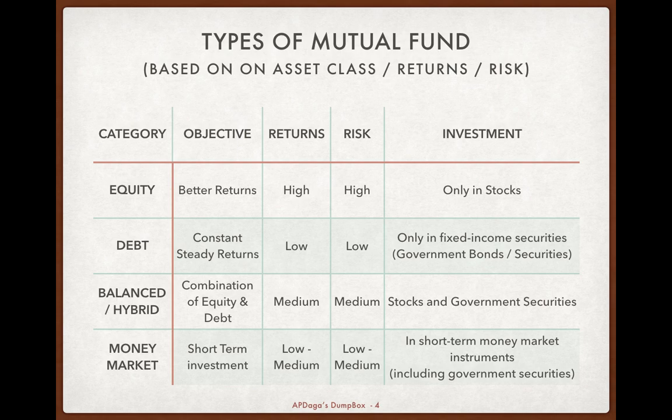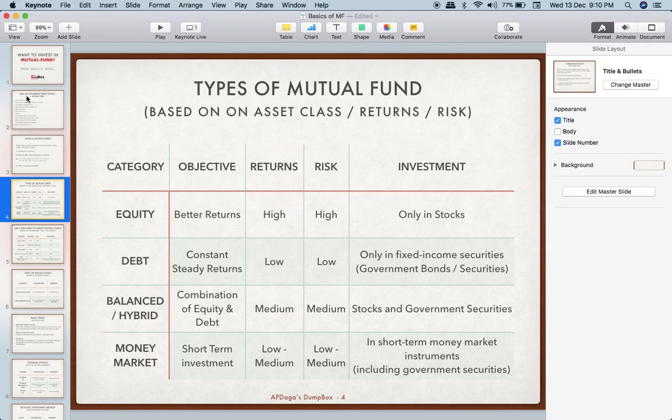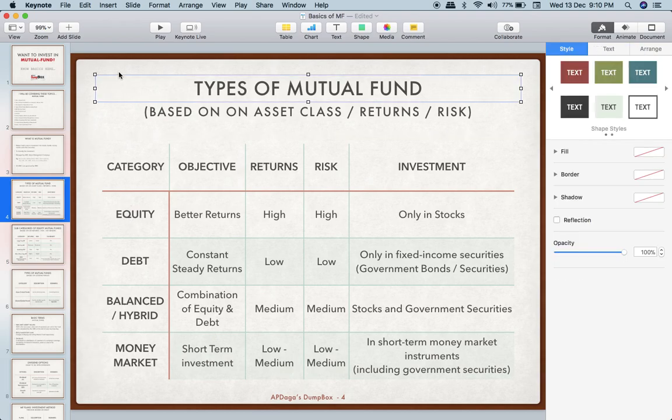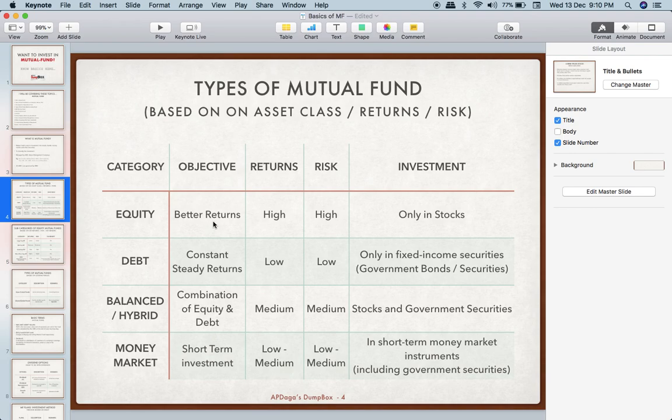So here you can see, for equity, I'll use the cursor. For equity, returns are better, but risk and returns are always directly proportional. When we talk about equity mutual fund, that means whatever amount you will be investing into mutual fund indirectly gets invested into the share market, different stocks, and that's why its returns are high and risk is also high.